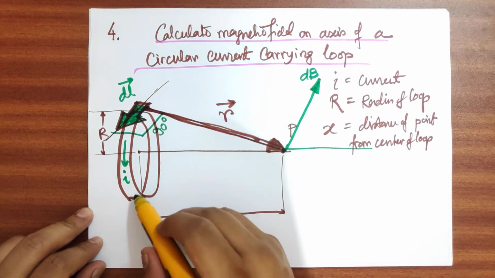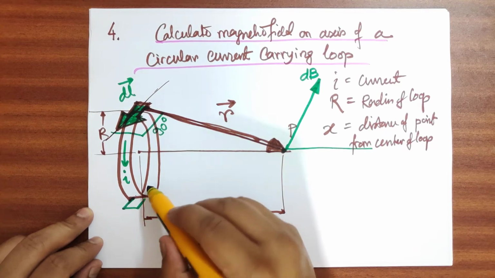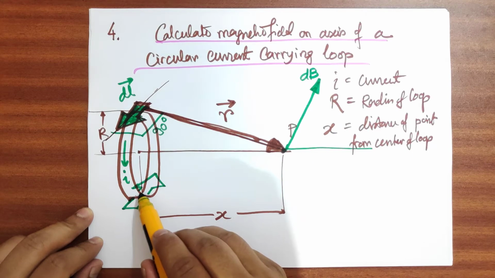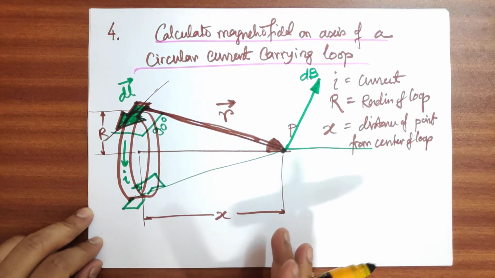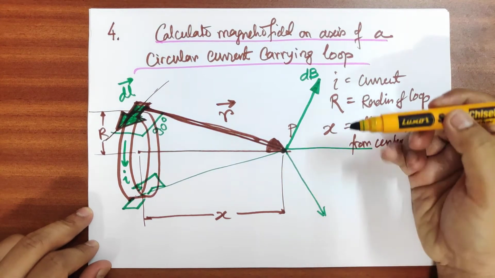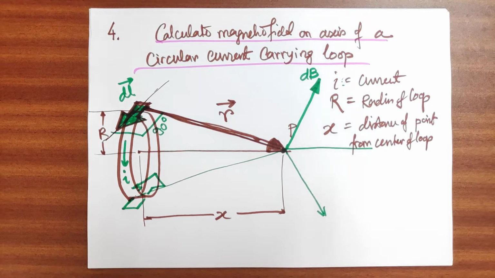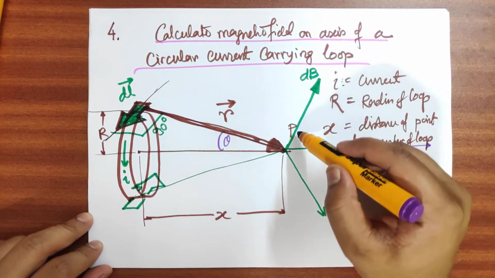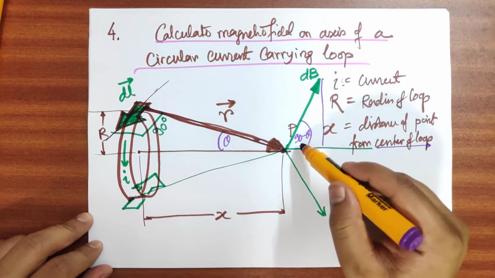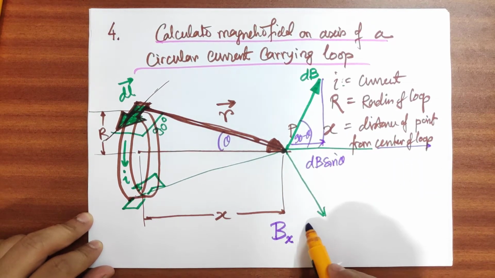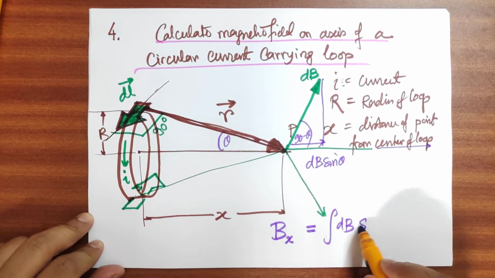Similarly you have a length here also, right? Here the length will be in this way. This will be dl and dl cross r, the direction of the field. So what happens actually, the resultant magnetic field is directed parallel to the axis of the loop. So if this angle is theta, this angle is 90 degrees minus theta, so this is dB cosine of 90 degrees minus theta, or dB sine theta. So the total magnetic field Bx is the summation of this dB sine theta.